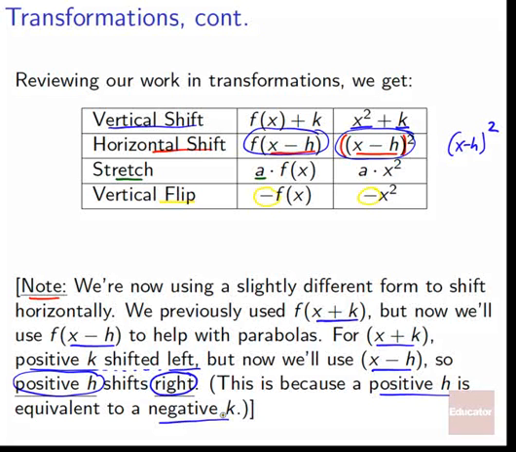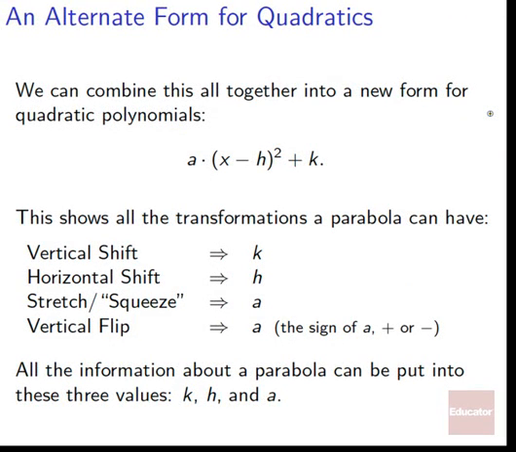For now, we can just switch our thinking entirely to this x minus h squared form, because that's what we'll be working with, but it's useful to see the connection between when we first introduced transformations in our previous lesson and what we're working with now. We can combine all this together into a new form for quadratic polynomials: a times x minus h squared plus k. This shows all the transformations a parabola can have.